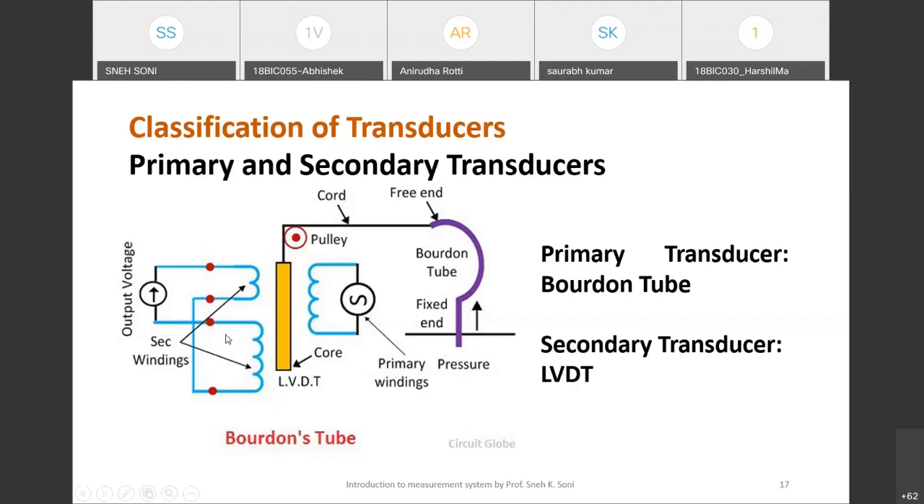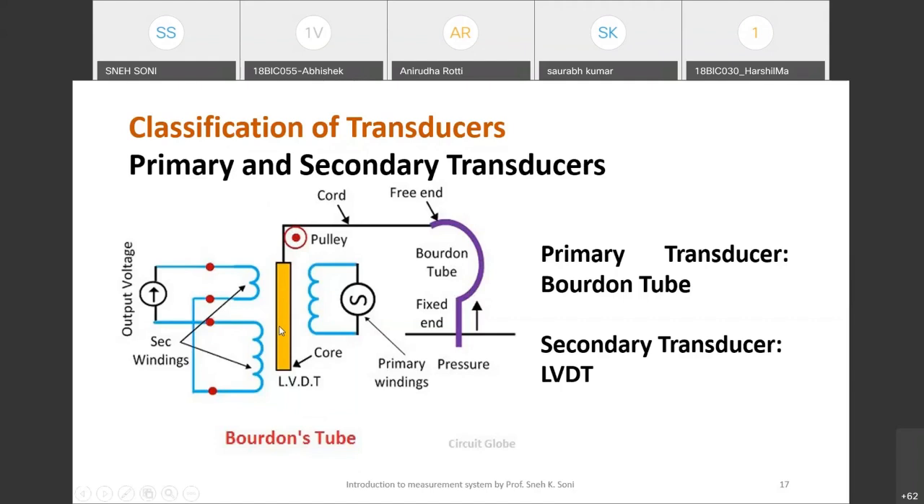So because of that induction, the voltage induced will be different in the secondary coil. You can see here our burden tube is not capable of generating an electrical signal. It is just a primary transducer, which is just providing some kind of change in its shape based on the change in pressure. And according to that, you have connected that end to the core of the LVDT.